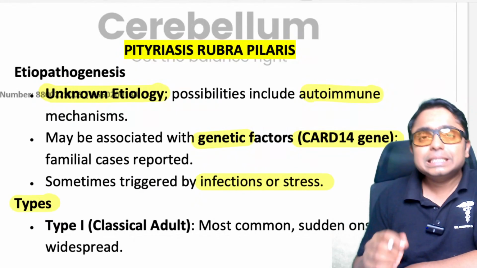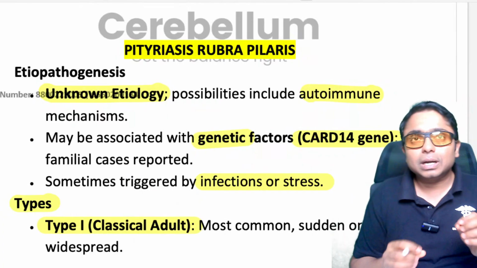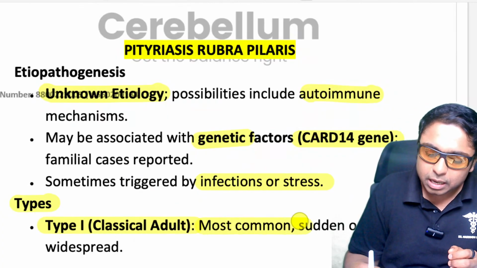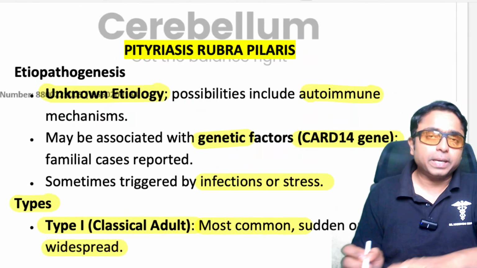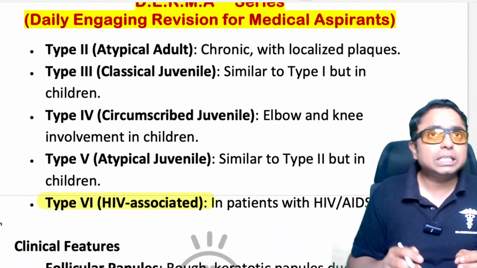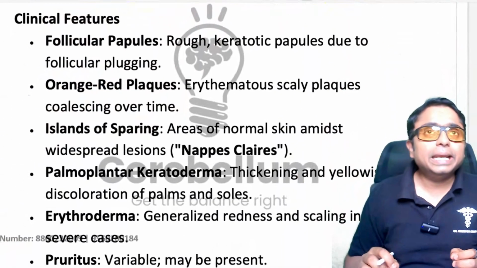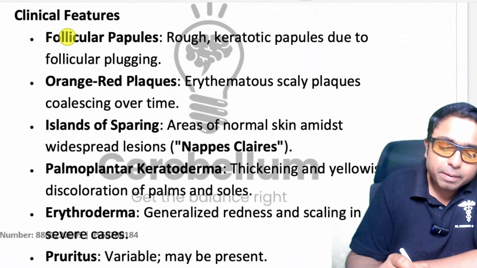So there are 6 types of Pityriasis rubra pilaris, out of which you have to remember type 1, which is also called classical, and it is the most common one, where the lesions are going to be widespread. There are other types also, but you have to remember type 6, which is associated with HIV or AIDS.